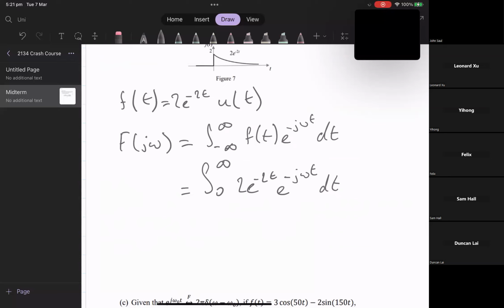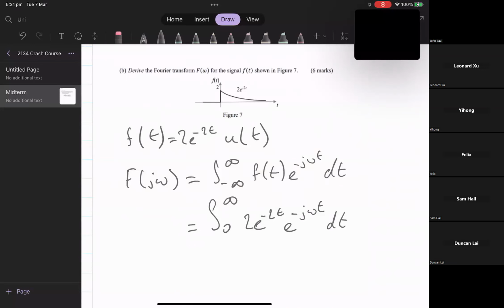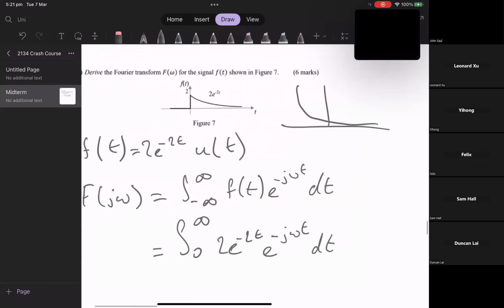Explain why we use the step function. Yeah. We're using the step function because a normal exponential, if we draw the plot for e to the negative 2 negative t, sorry, it will look something like this, approaching infinity as t goes to negative infinity, and approaching 0 as t goes to positive infinity.